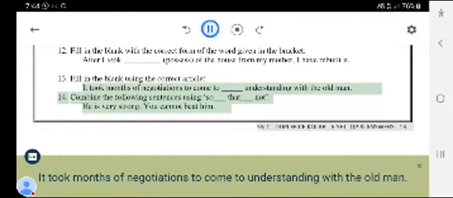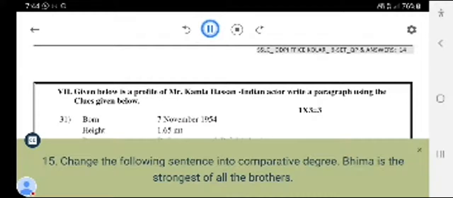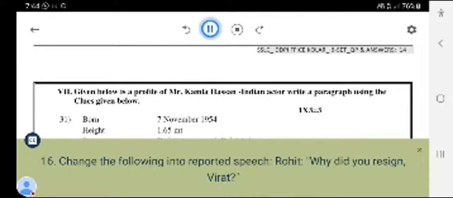14. Combine the following sentences using so that not. He is very strong. You cannot beat him. 15. Change the following sentence into comparative degree. Bhima is the strongest of all the brothers. 16. Change the following into reported speech. Rohit: Why did you resign, Virat?